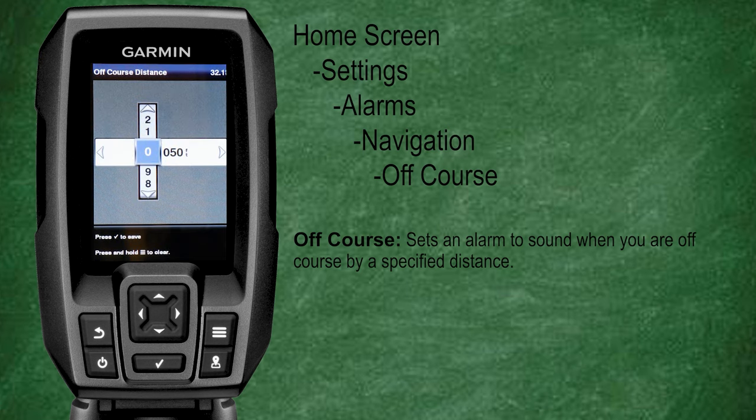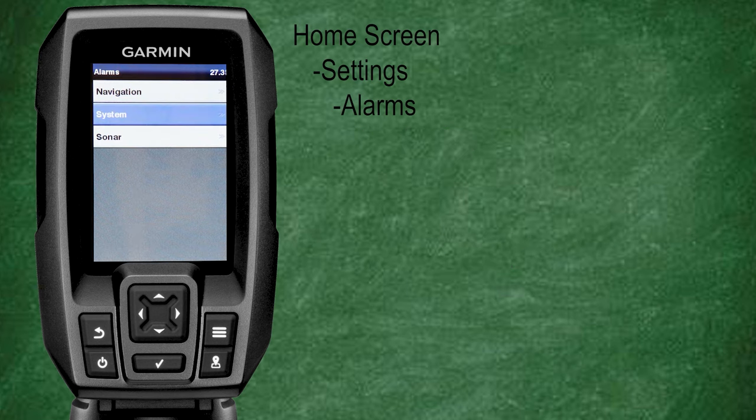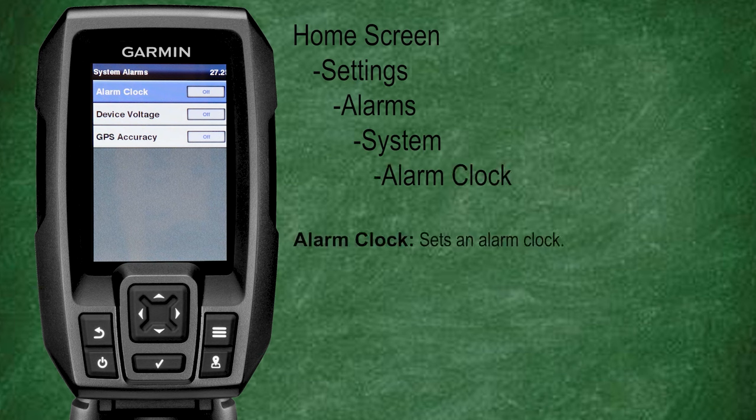This is where you'll be setting how far off course you want to allow your vessel to veer before receiving an alarm notification. Moving right along to our system alarms, we have the options to set alarms for alarm clock, device voltage, and GPS accuracy. The alarm clock is literally an alarm clock.